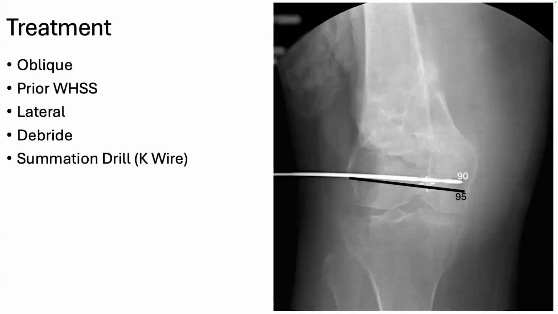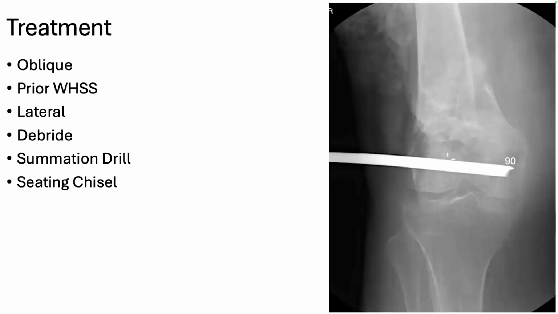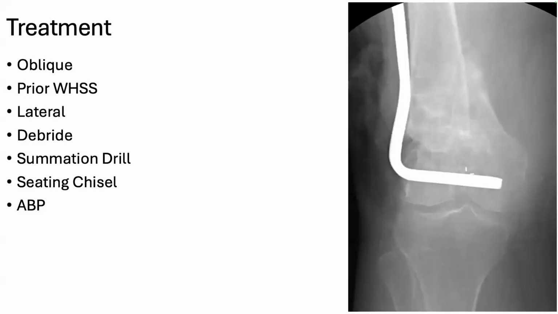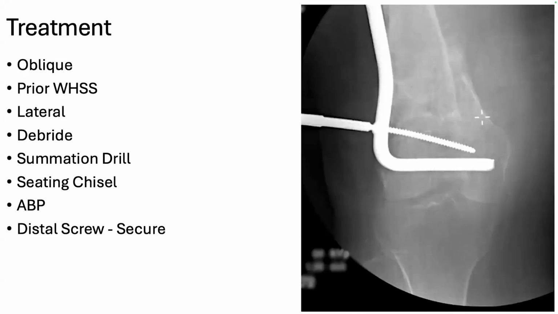And then I put in a summation drill, but I put it a little bit, not 95, but a little bit 90. And then put in a seating chisel after pulling out some bone, and then inserted the blade and then held the blade. I know a lot of people think you don't need to do this, but this was a screw for me. Maybe I didn't need it for her, but it just made me feel like I had the distal part.